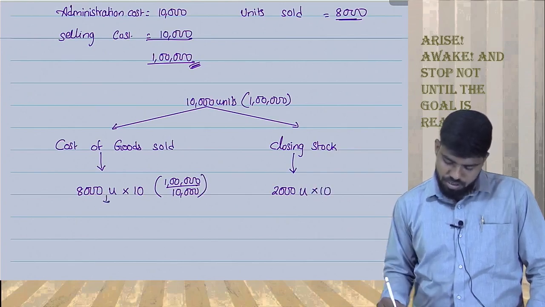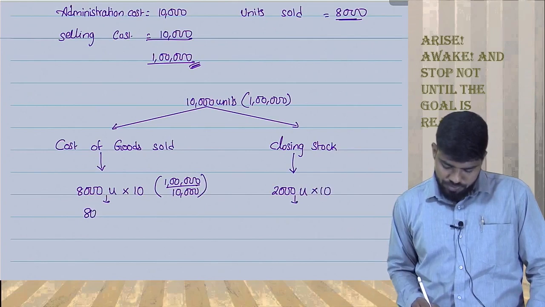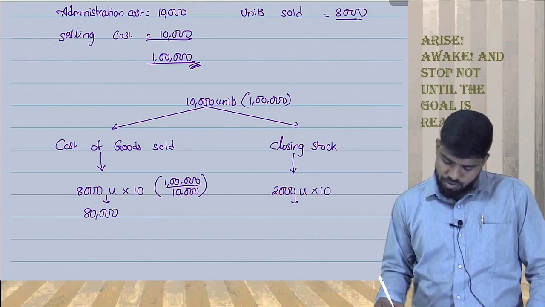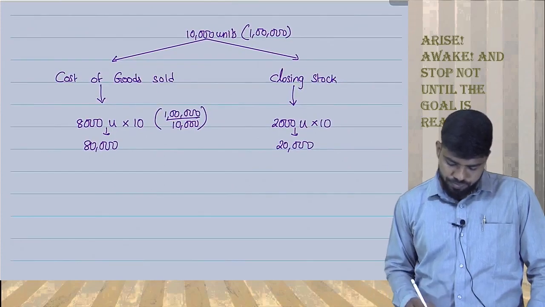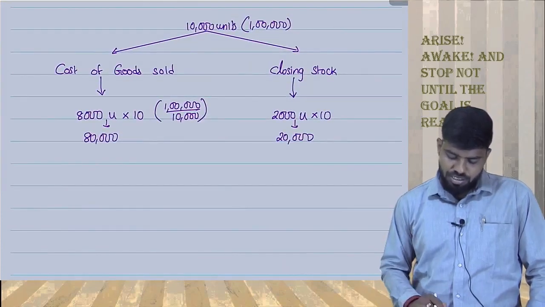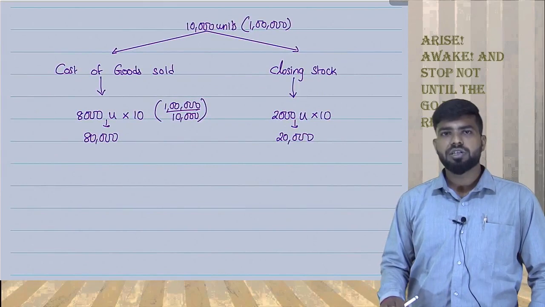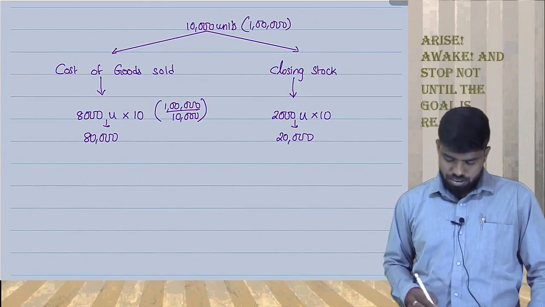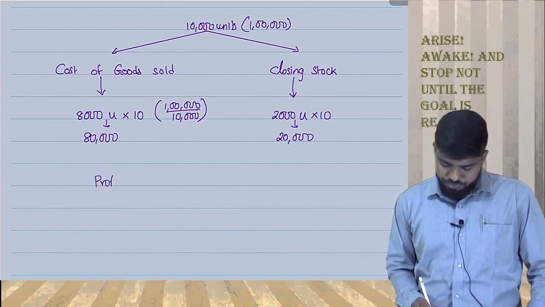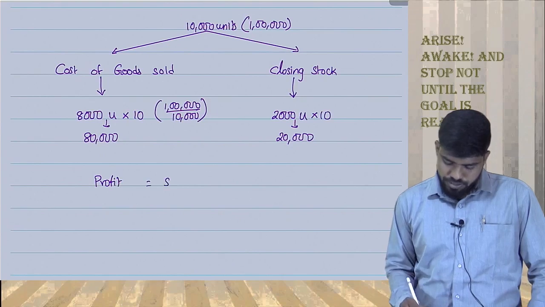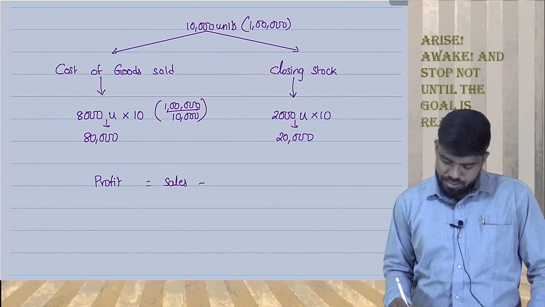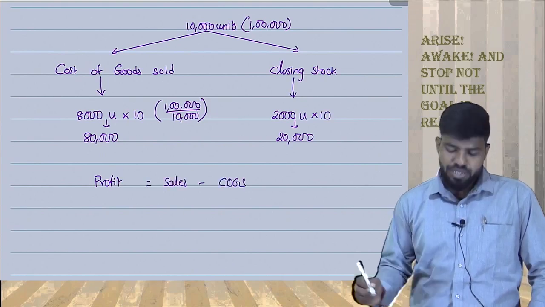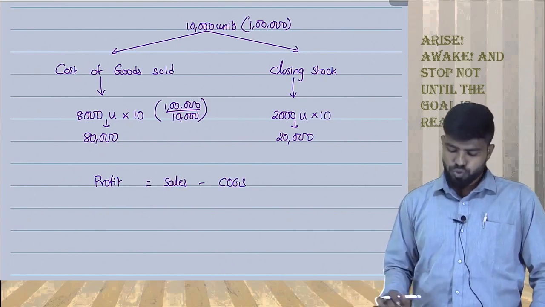So how much does it cost? Cost of goods sold is 80,000. Closing stock is 20,000. Cost of goods sold is called expired cost. Closing stock is called the unexpired cost. So profit equals sales minus COGS. What is COGS? Cost of goods sold.